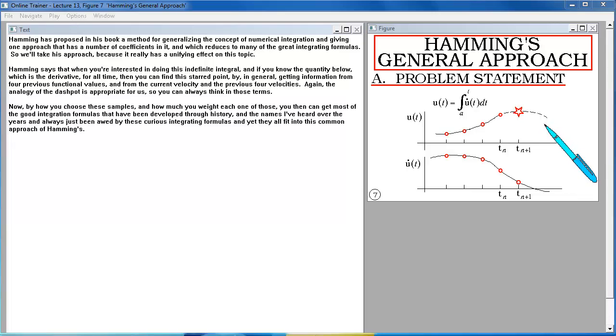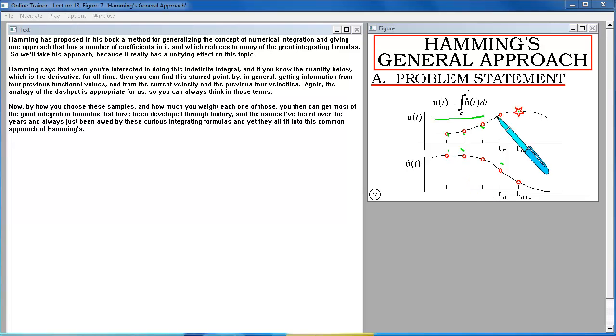Hamming says that when you're interested in doing this indefinite integral, and if you know the quantity below, which is the derivative for all time, then you can find this starred point by, in general, getting information from 4 previous functional values and from the current velocity and the previous 4 velocities. Again, the analogy of the dashpot is appropriate for us, so you can always think in those terms.